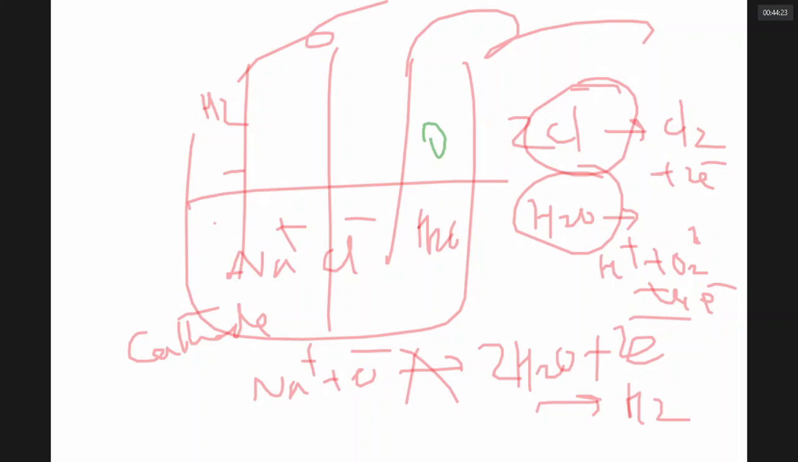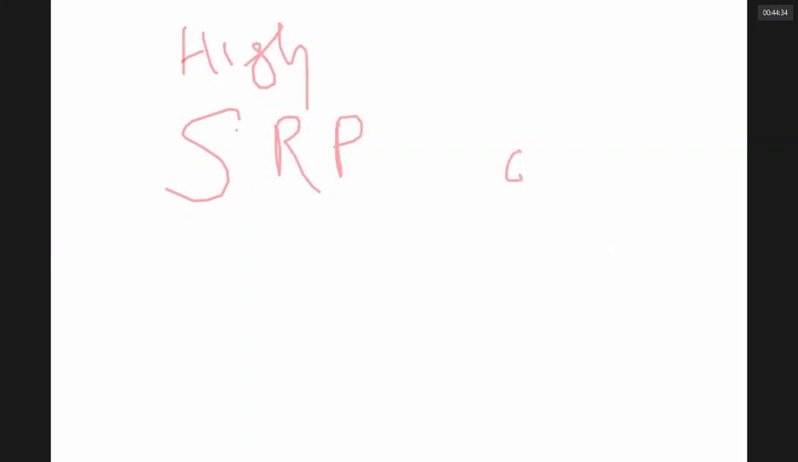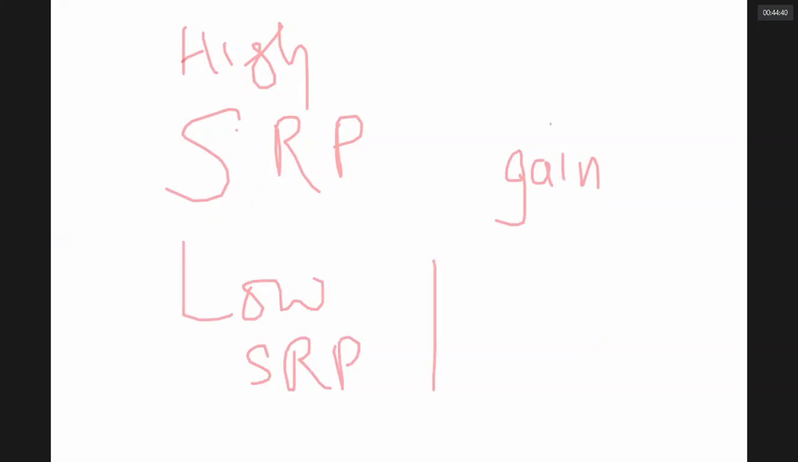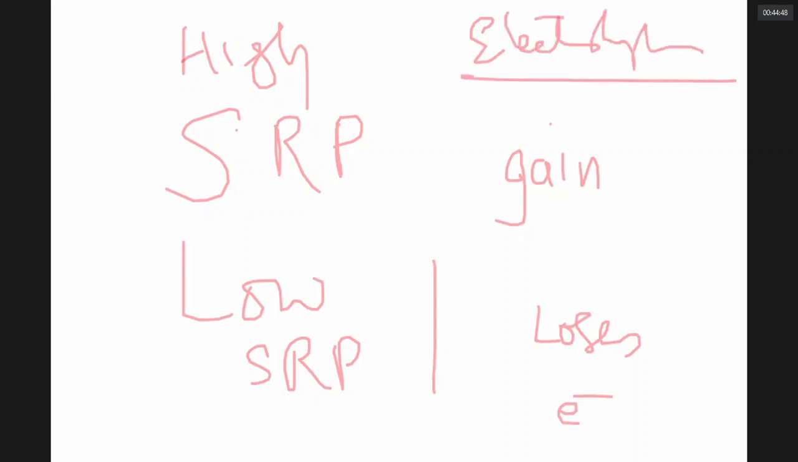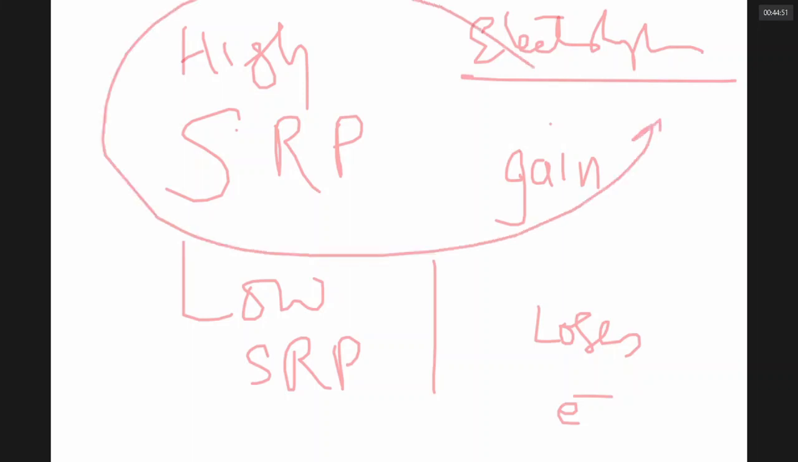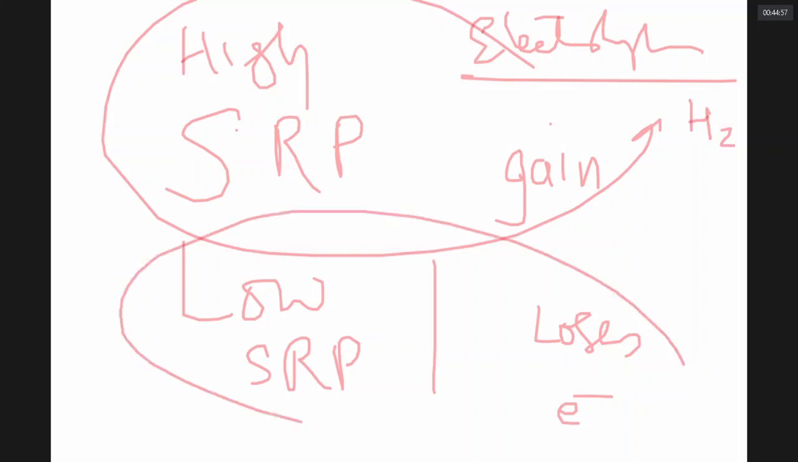In the gain and loss, always keep this in mind: fellows with high SRP undergo electron gain. Fellows with low SRP lose electrons in electrolysis. So if I have Na plus ions and water, water will gain electrons and hydrogen will come. If I have chloride ion and bromide ion, bromide will lose electrons to become bromine faster. Are we very clear, sir?